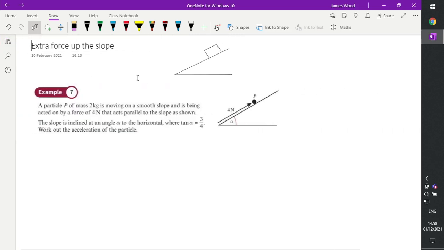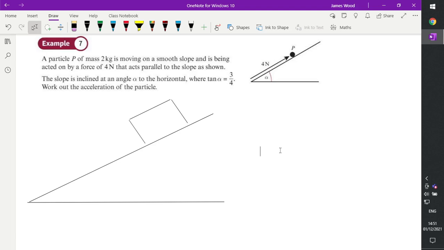Okay. Let's have a look at a slightly more complicated example. So here we've got a particle P of mass 2 kilograms. So I'm just going to draw this diagram and then label it as we go. So mass 2 kilograms, so we can put the weight on as well. We can resolve the weight. Is moving on a smooth slope, so there's no friction, and is being acted on by a force of 4 newtons that acts parallel to the slope as shown, so it's pushing it up. Okay, so we've got a force here, pushing the box upwards with force 4 newtons.